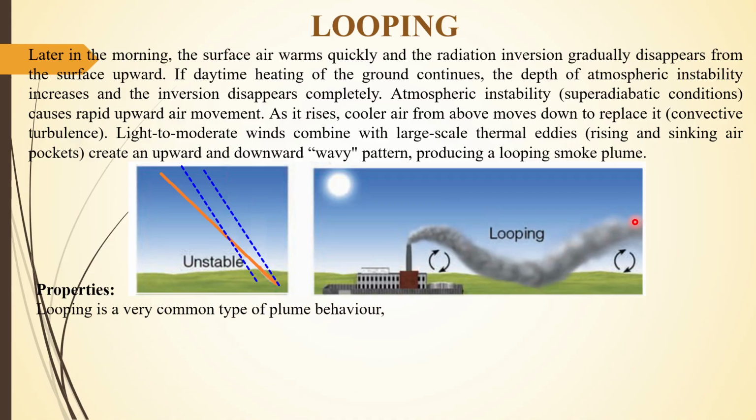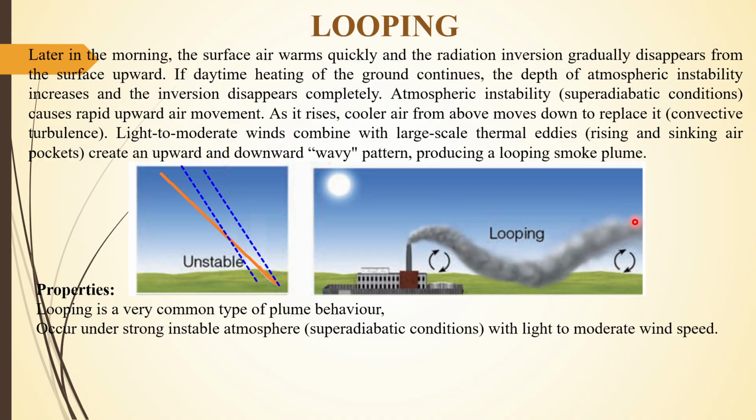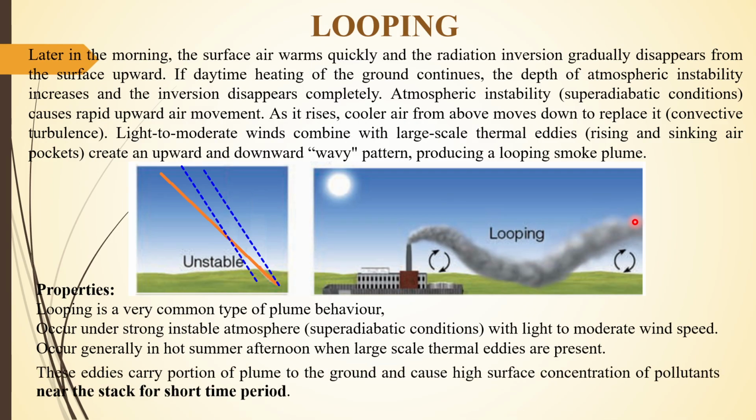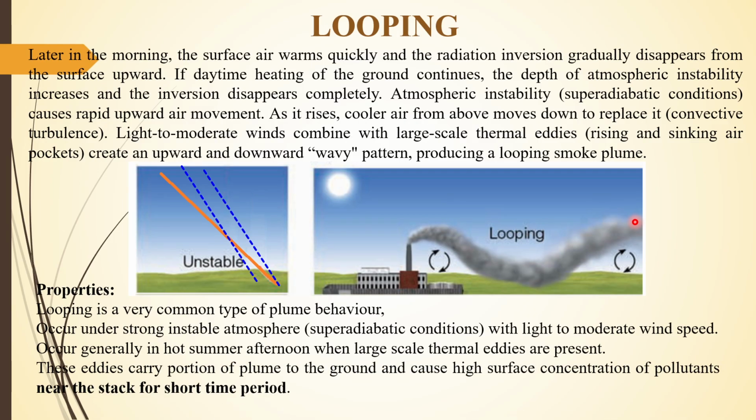The properties: looping is a very common type of plume behavior, occurring under a strongly unstable atmosphere with light to moderate wind speed, generally on hot summer afternoons when large-scale thermal eddies are present. These eddies carry a portion of the plume to the ground and cause high surface concentration of pollution near the stack for a short period of time, and due to rapid mixing of pollutants, dilution of pollutants occurs.